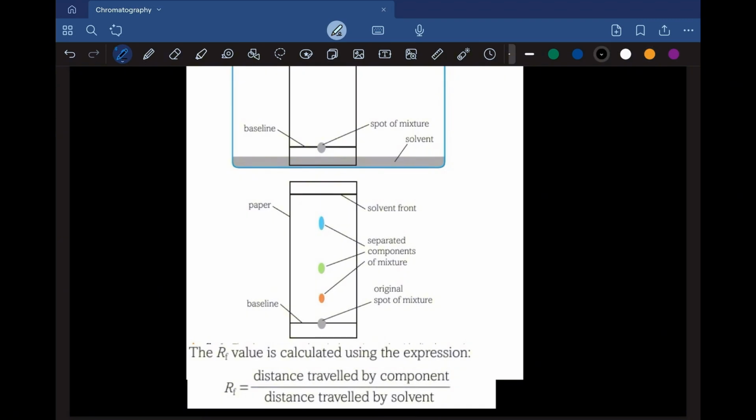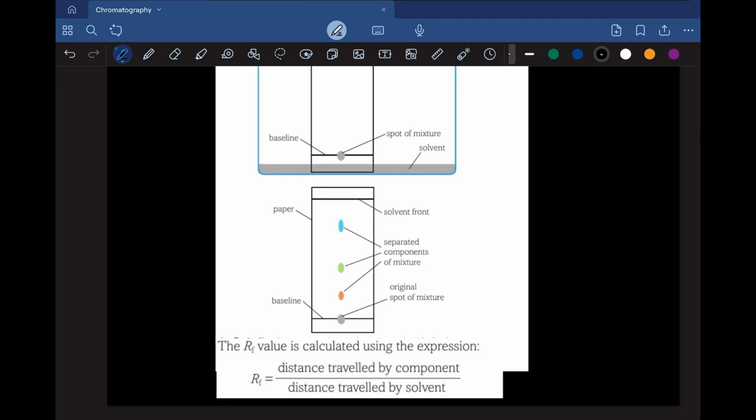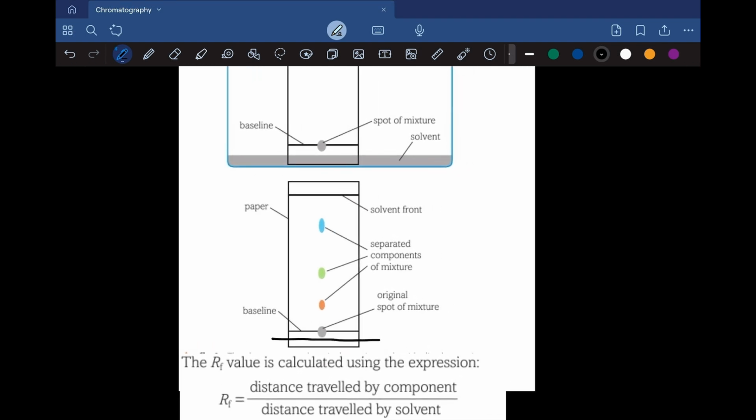Let's say the solvent was right here at the start. So we will measure the distance covered by the solvent from its starting position till the end. We will measure this distance, this x centimeter, the distance traveled by the solvent, and then we will also measure the distance traveled by this component, and this component, as well as this component.